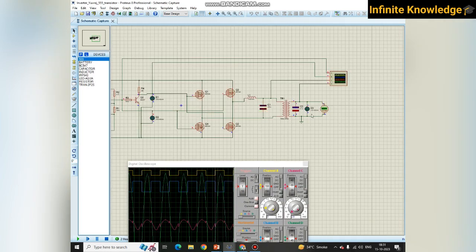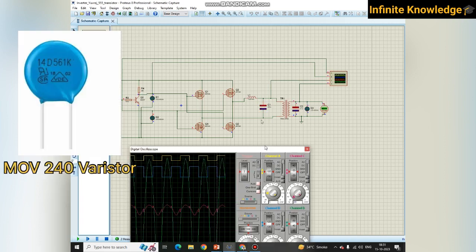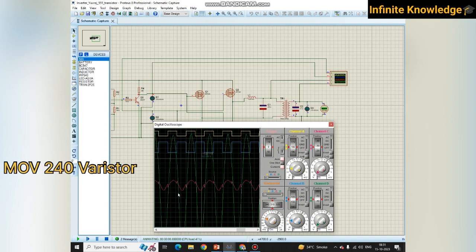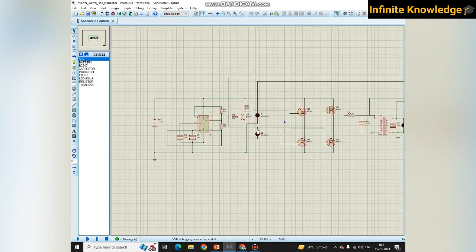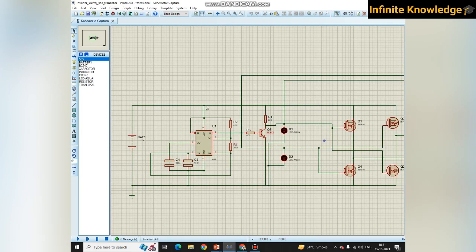So you just need to add a varistor, MOV, to reduce the voltage spike and to protect your load at the secondary side. So I think thanks for watching this video. And I think you are very clear about how to design the IC-555 as a switching circuit for your inverter. And it's a very cheap circuit and a very feasible circuit.